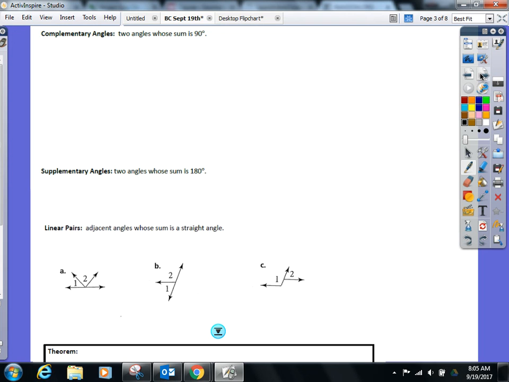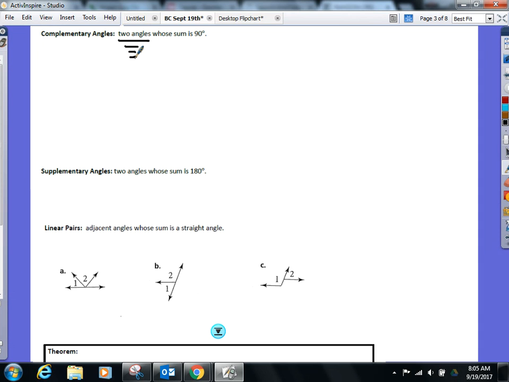Complementary. You guys may have always gotten these confused, complementary versus supplementary. Complementary, this is the key right here, and you may want to underline this: 2 angles that add to 90. Cannot be more than 2. So ready? 40 and 50.